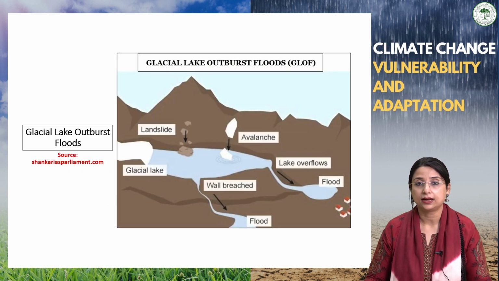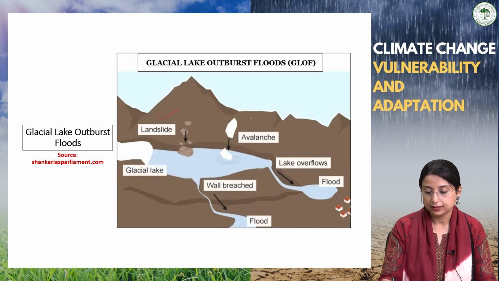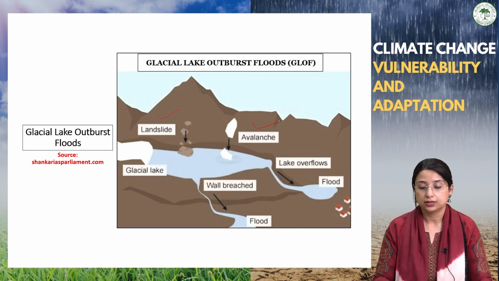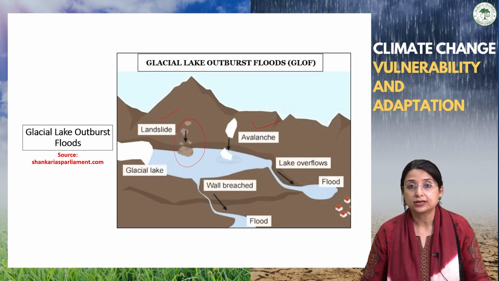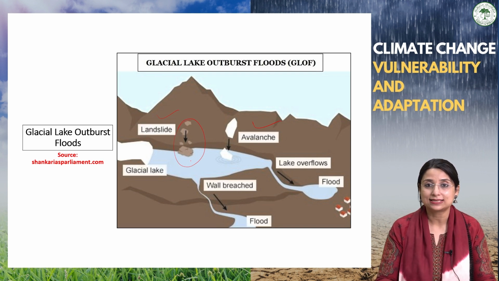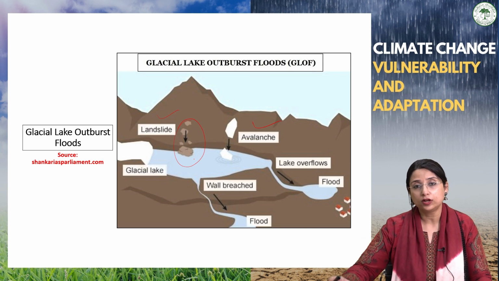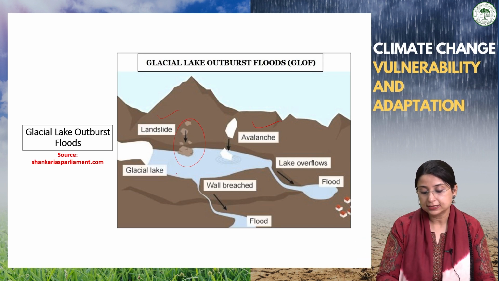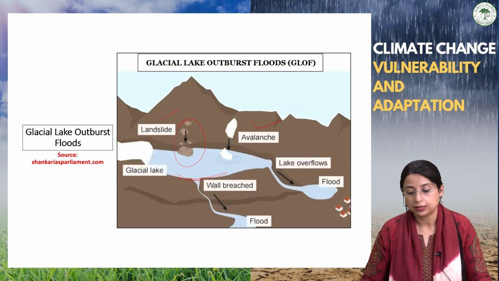Here in this diagram, you can see clearly the landslide and even the avalanche. This is taking place, meaning big rock chunks are added to the glacial lake, which destabilizes the water, and either the water may overflow, or the dam may be breached or break, and a glacial lake outburst flood may occur.